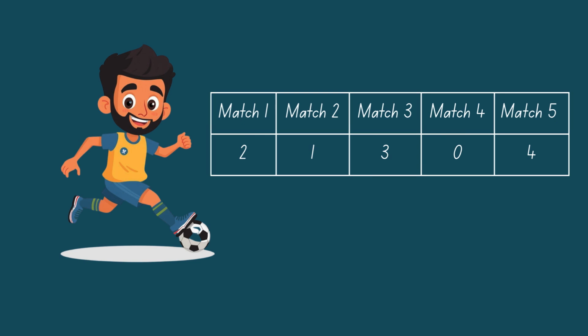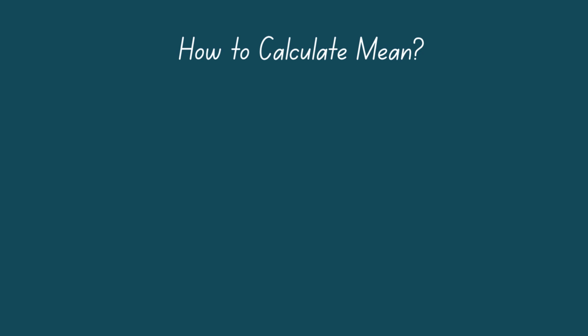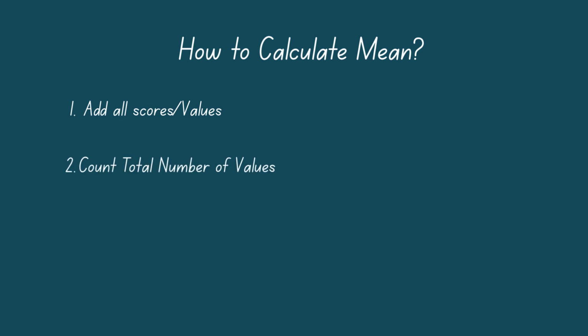Coming back to our football player, he has played 5 matches and his goals we know. The first match 2 goals, second match 1 goal, third match 3 goals, fourth match no goals, and fifth match 4 goals. And now we have to calculate the average or the mean. How do we do that? We have 3 steps to calculate mean using the direct method. The first is add all scores or values. Second, count the total number of values. And third, divide the first by second.